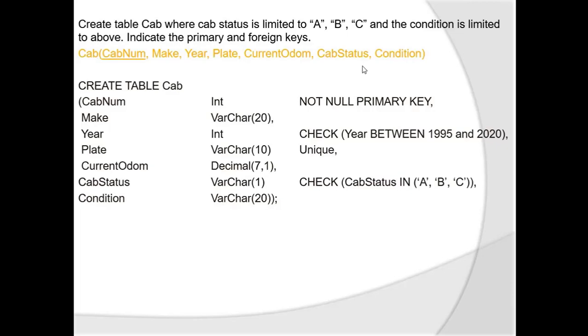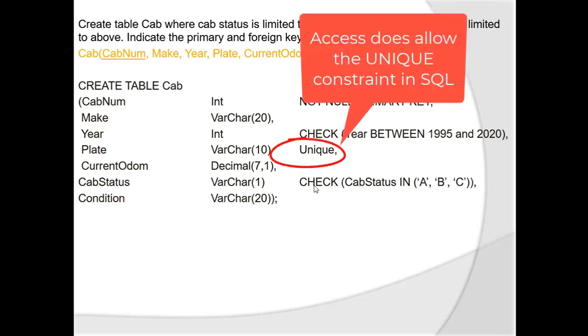Here is the SQL to create this cab with cab num as primary key. And there is my check constraint right here within the declaration of the year field. And here is my second check constraint. Evidently, cab status has to have either A, B, or C. I didn't do a check constraint for condition.